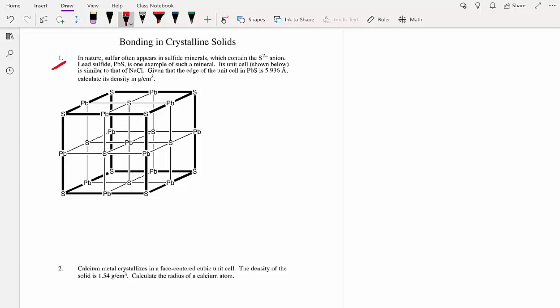Given that the edge of the unit cell in PbS is 5.936 angstroms. Now, this symbol is called angstroms, and it literally means 1 times 10 to negative 10 meters. The question is that we should calculate the density of lead sulfide in grams per cubic centimeter.